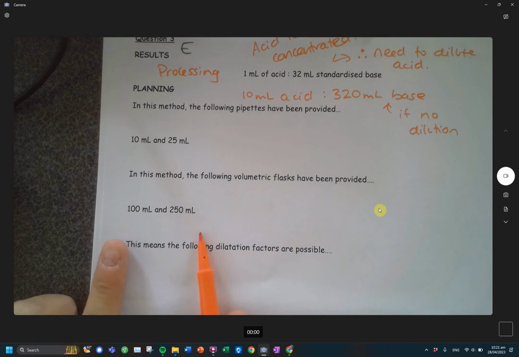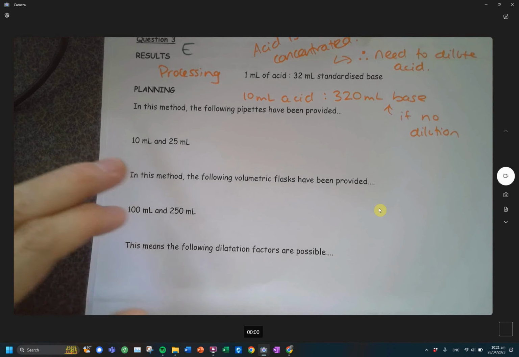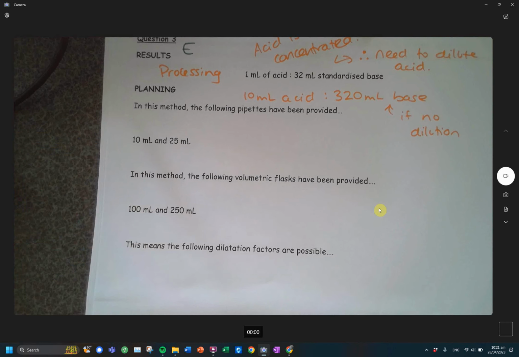The other thing that I've given here is the volumetric flask, and the volumetric flask here are talking about how I'm going to make my dilution stock. So basically we're thinking about the combination of pipette and volumetric flask so we can see how much can be diluted by. So we will give you that information.